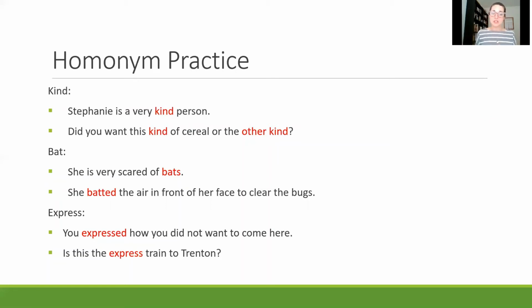For bat, we could say she is very scared of bats, like the animal, or we could say she batted the air in front of her face to clear the bugs. So bat could be a verb, an action that we take, or even a baseball bat, that could be another meaning here. And very scared of bats like the animal as well. Express, we could say you expressed how you did not want to come here. Or is this the express train to Trenton? Well, the first one is like a showing of emotion. You expressed something. And the second one, an express train, would be the fastest one.